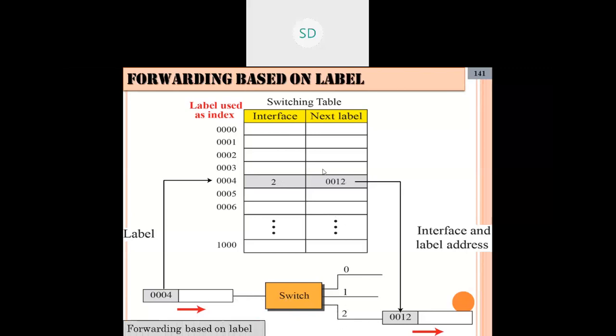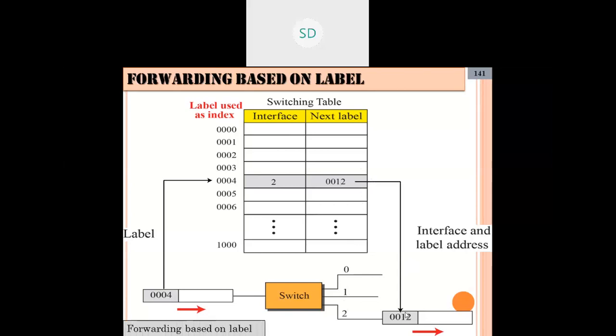Along with that, the next label address will also be placed here. Initially, before the switch, it was 4, and after it has crossed the switch, from here the data has been accessed, the next label address has been accessed, and that will be placed in the label. Okay, so this is known as the accessing method.